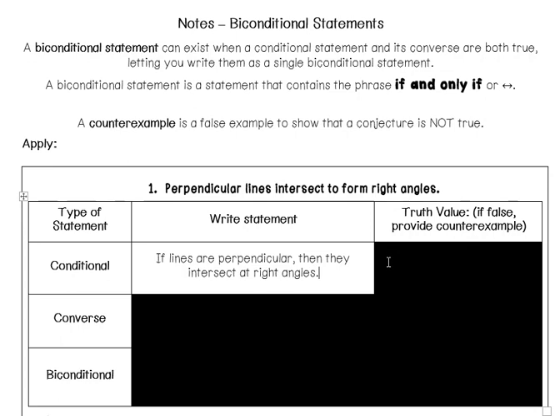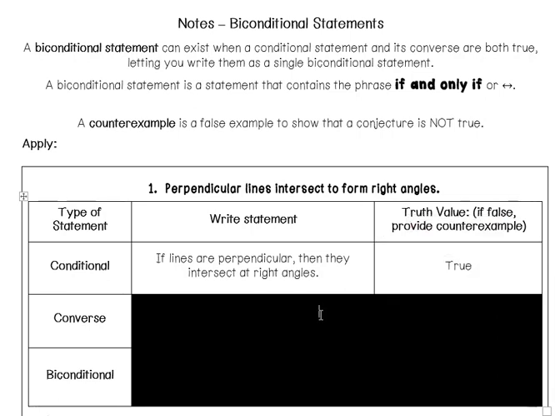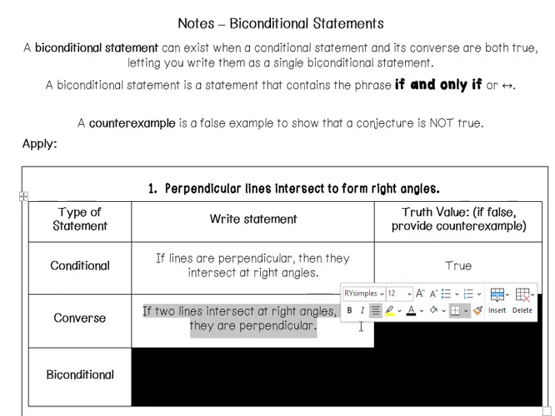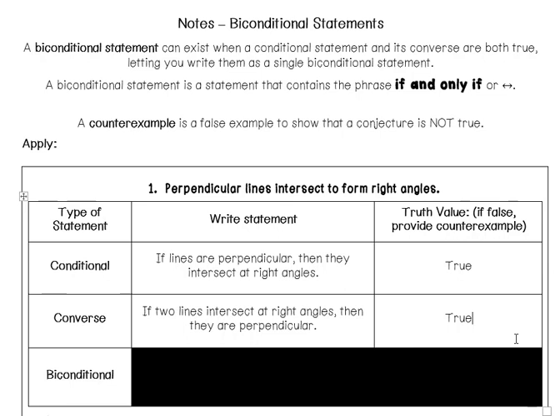When we see two lines that are perpendicular, we see that they intersect at these right angles, so we know that that is a true statement. The converse of this is just to flip-flop the hypothesis and the conclusion. So we would write, if two lines intersect at right angles, then they are perpendicular. So we're just taking the conclusion and putting it up front, and then putting the hypothesis at the end to write the converse. Well, if there's two lines that are intersecting at right angles, then that does satisfy the definition of perpendicular lines, so that would also be true.